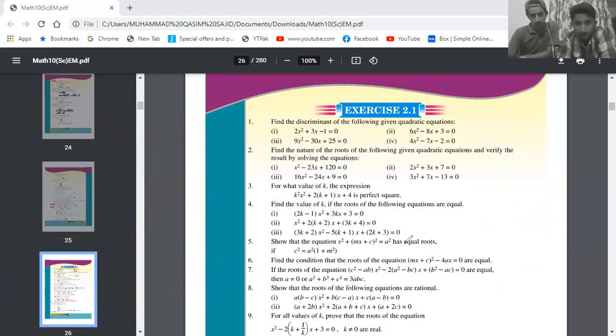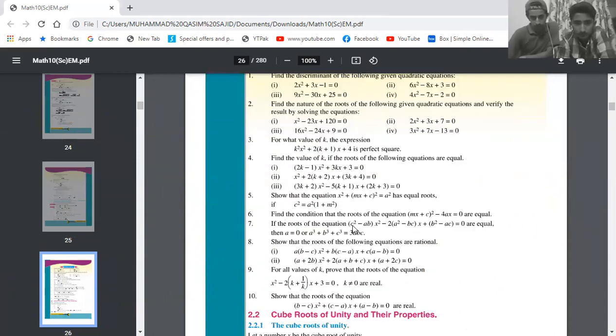Now for question number 6. What is the statement? Find the conditions that the roots of this equation are equal. So for equal roots, the discriminant must be equal to 0. So the equation is b square minus 4ac must be equal to 0. If this is satisfied, the equation must have equal roots.